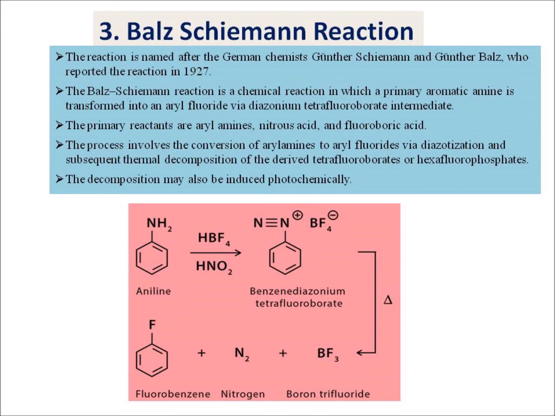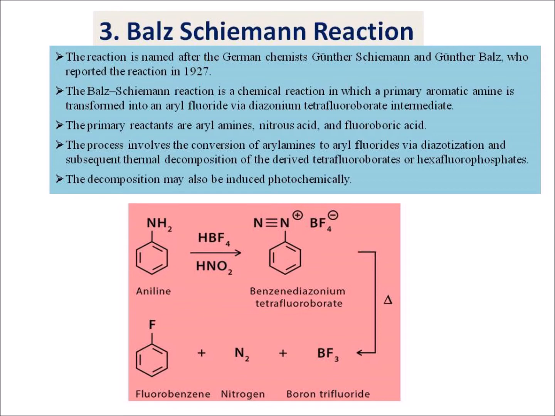The reaction is named after the German chemists Günther Schiemann and Günther Balz, who reported the reaction in 1927. This reaction is a chemical reaction in which a primary aromatic amine is transformed into an aryl fluoride via a diazonium tetrafluoroborate intermediate. The primary reactants are arylamines, nitrous acid and fluoroboric acid. The process involves conversion of aryl amines to aryl fluorides via diazotization and subsequent thermal decomposition of the derived tetrafluoroborates or hexafluorophosphates. The decomposition may also be induced photochemically.